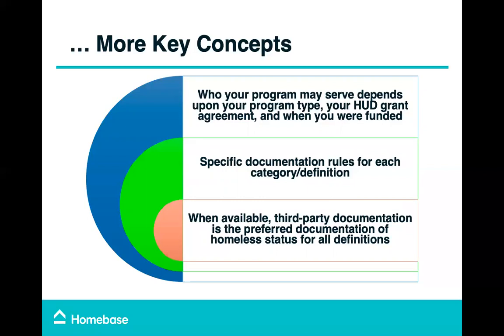The last point here is really that each definition of homelessness requires somewhat different documentation, but they all have one thing in common, which is that HUD has an order of priority for the types of ways you could document each category of homelessness, and HUD always prefers third-party documentation.